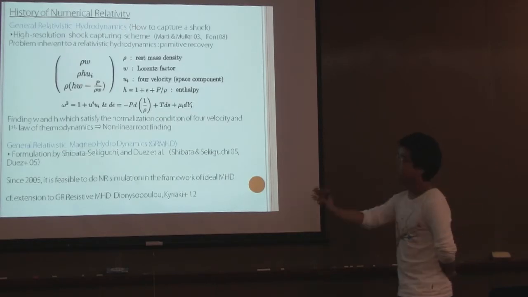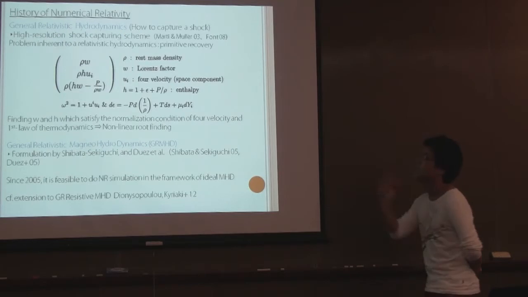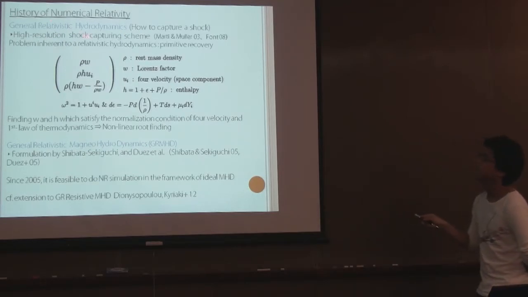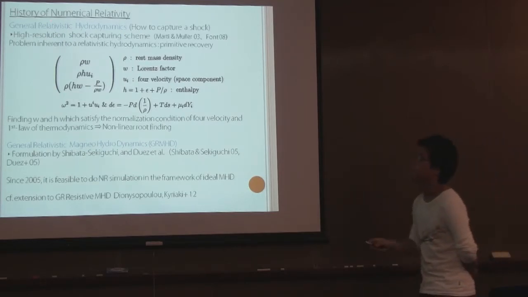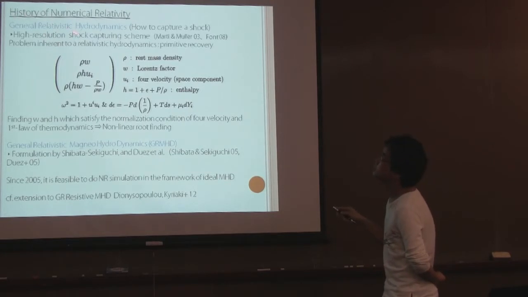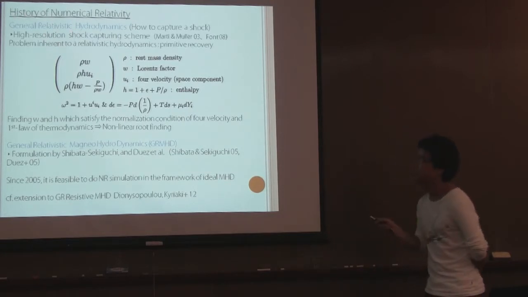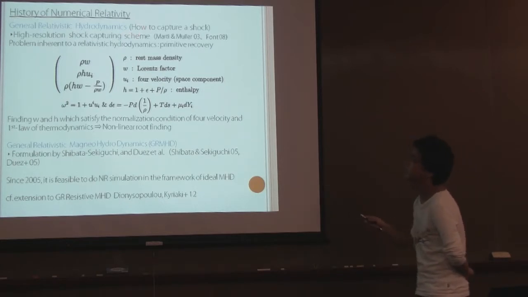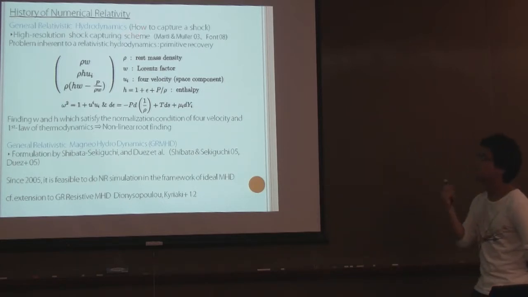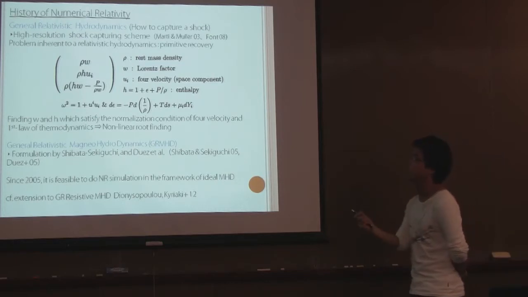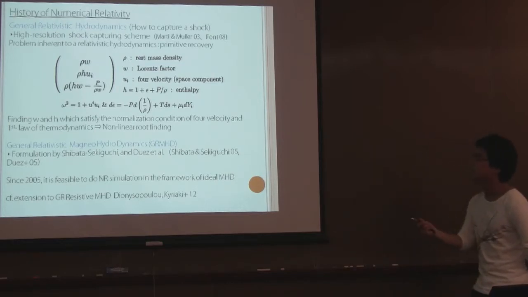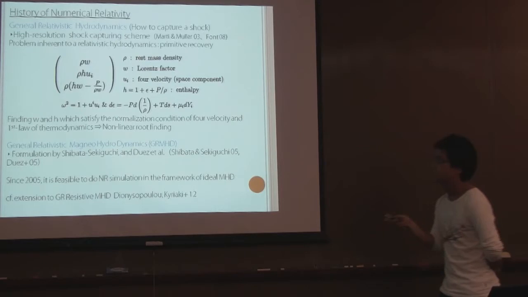The left-hand side of the Einstein equation is okay. So the next task is the right-hand side of the Einstein equations. In general relativistic hydrodynamics, a numerical scheme to capture a shock is required because it contains a discontinuity of physical quantities. On the other hand, the finite difference scheme is based on the Taylor expansion.